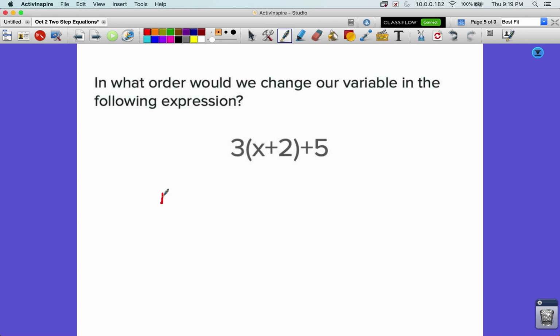Let's write it out. The very first thing we would do to the variable, because of the parentheses, is we would add 2. The second thing we would do is we would multiply by 3, because of this 3 on here. And then the very last thing that would happen is we would add in the 5.